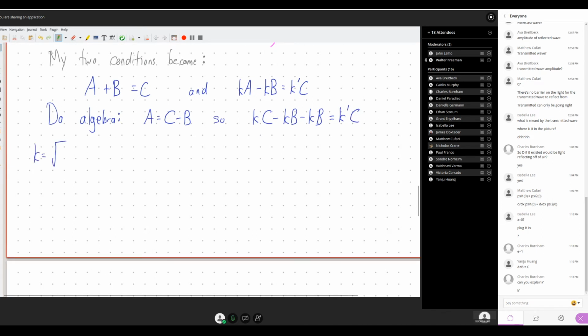K is the square root of, so in general, because I did gloss over a notation thing, in general, K at any position x where the potential is constant is the square root of 2m times E minus the potential at that x, over h bar squared. You remember that, Charles?